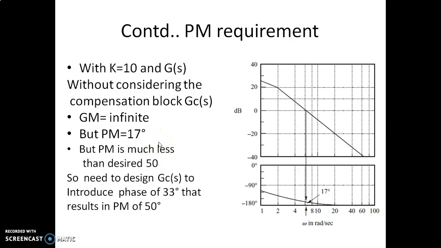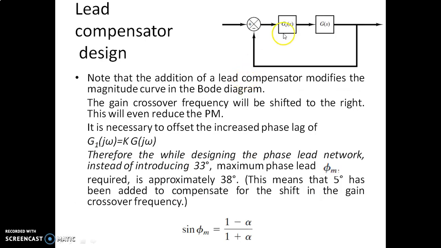So we are supposed to add another phase margin of 33 degrees through the compensation network. Since the addition of this K has moved the gain crossover frequency to a larger value, we now need to introduce a phase of almost 33 degrees. That is by using this Gc, the compensation network. You can see this is that compensation network, and this is that K times G. Note that any addition of any network will certainly push your gain crossover frequency to the right side. When the gain crossover frequency moves to the right side, naturally it is going to reduce the phase margin.